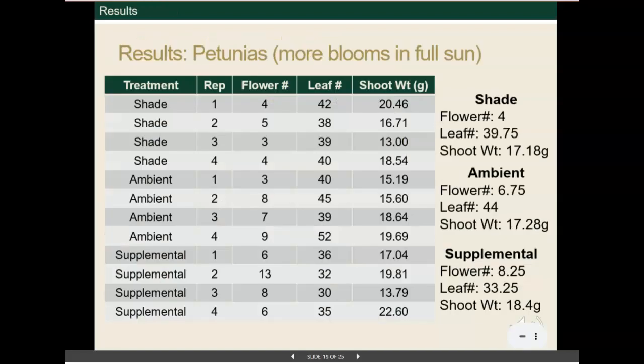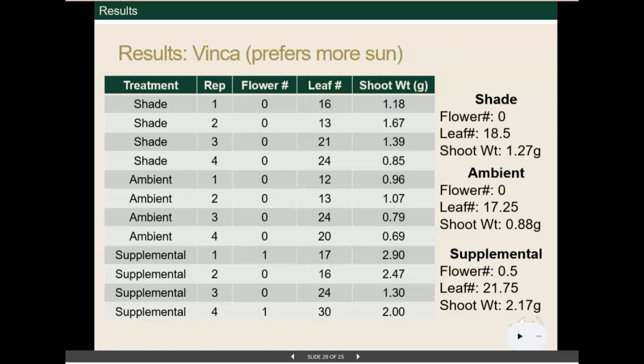Here are the results for the petunias across all treatments. The text to the right of the tables are the average values for the 4 replicates. They indeed had the most flowers in the supplemental treatment. The other records don't seem too different from one another, although statistics would tell you for sure. Our vincas technically seem to have performed best in the supplemental treatment based on the leaf and flower numbers, but they were very small across all of the treatments.